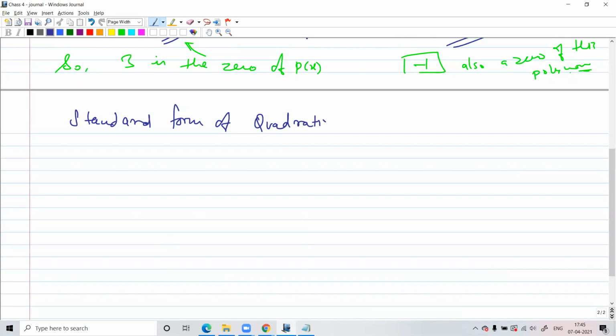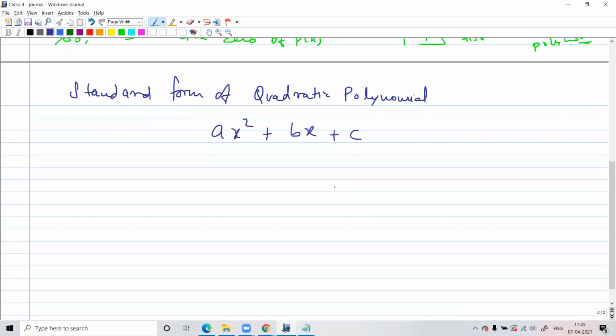Yes, go ahead, tell me. ax square plus bx plus c. Yes, it's ax square plus bx plus c. Absolutely right. Now, this polynomial can have 2 zeros, right? So those 2 zeros.